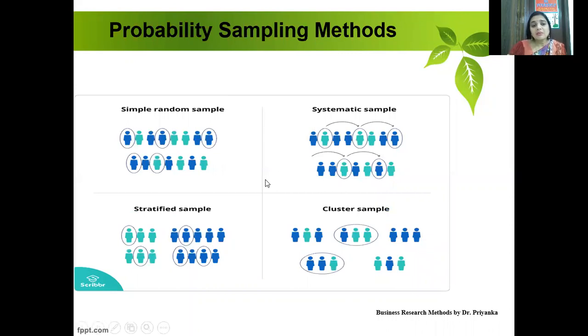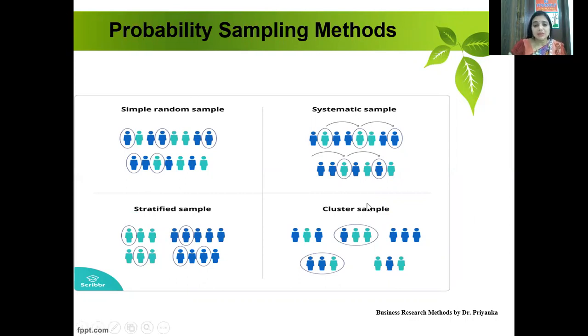So simple random method is the simplest method when we talk about probability sampling methods, and it is actually a sampling procedure that ensures that each element in the population will have an equal chance of being included in the sample. So you can choose anyone among them without thinking twice, right? That is simple random sampling.